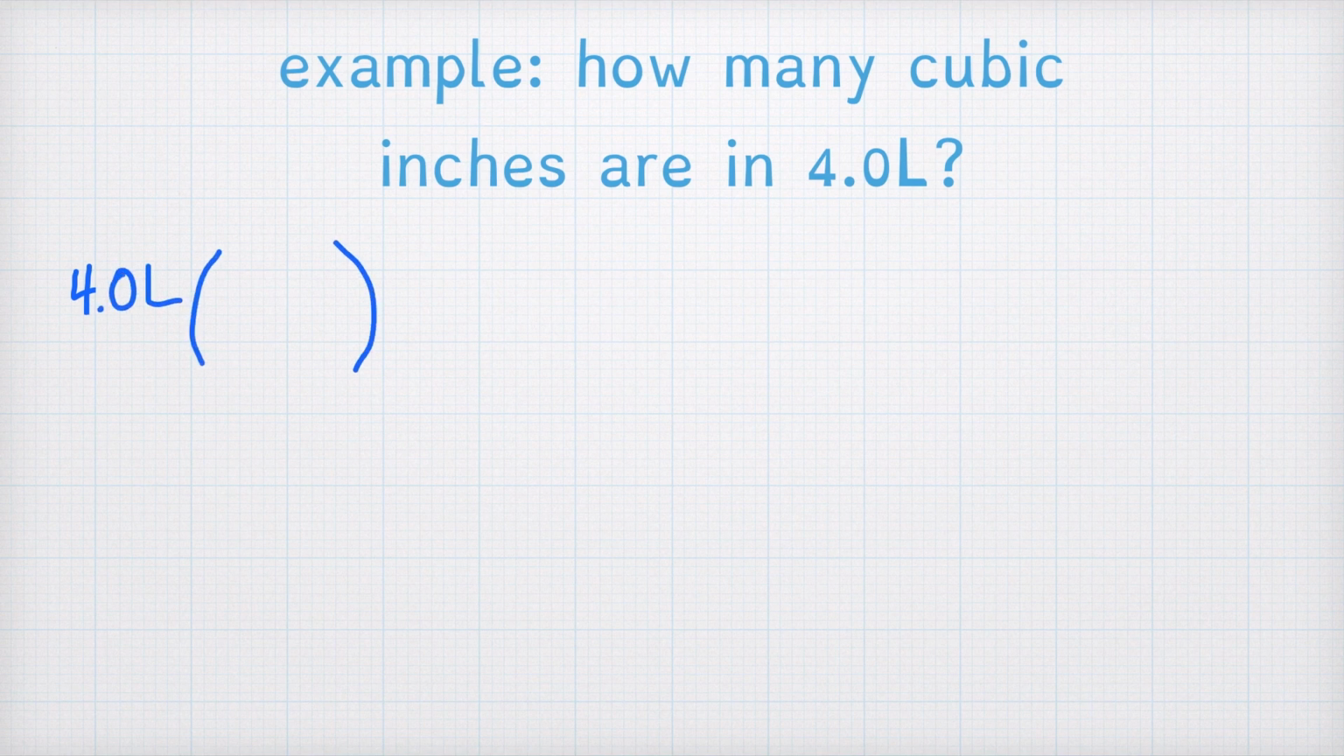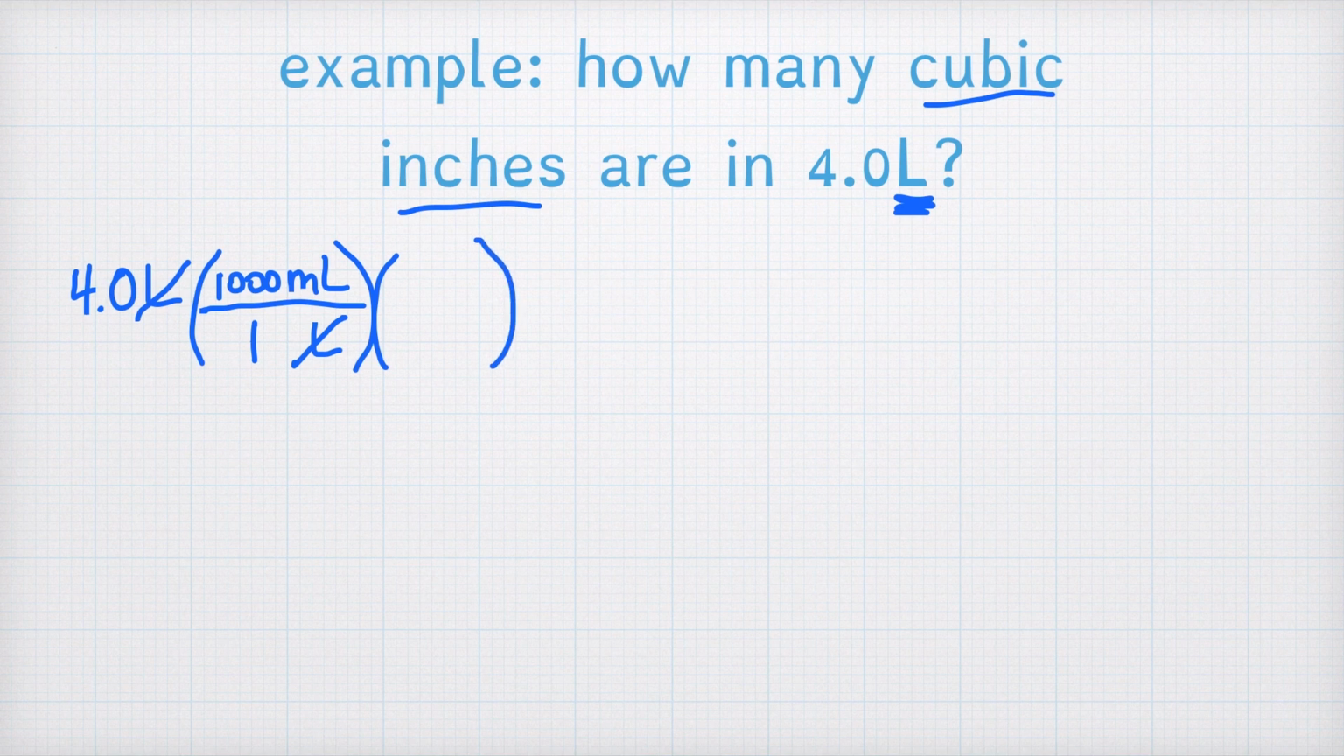And now once again, because I'm going from a volume in liter type units to something that's a cubic length, I'm going to use that transition of milliliters to cubic centimeters. So that means I need to convert from liters to milliliters. And I know which order to put them in the fraction because I want the liters to cancel. There are 1,000 milliliters and 1 liter.